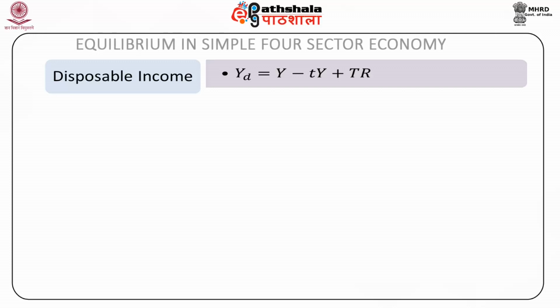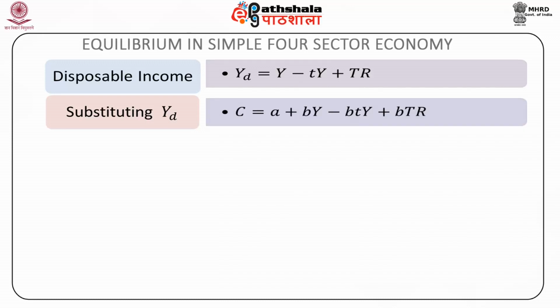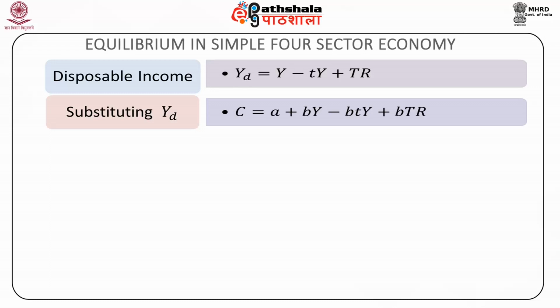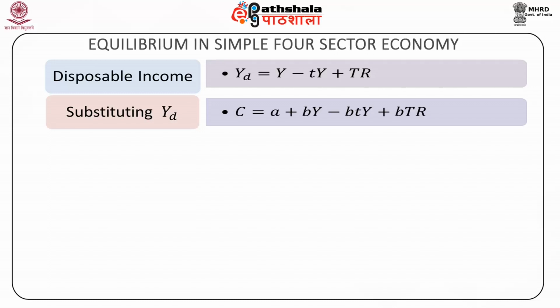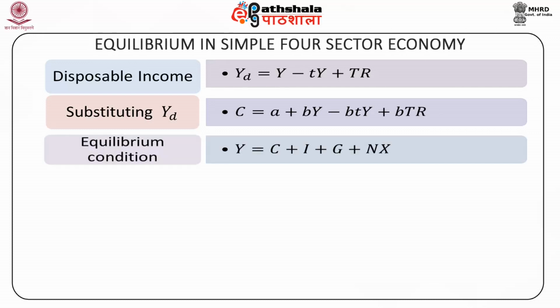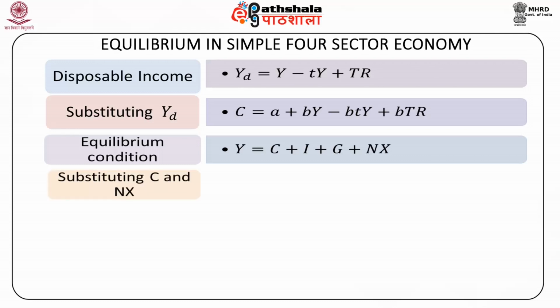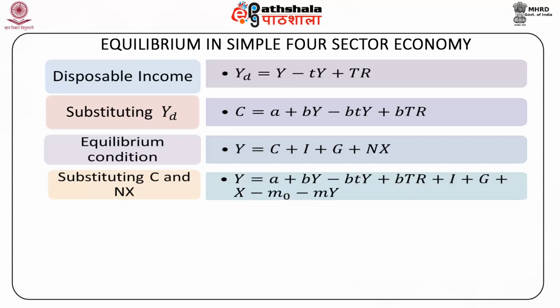Substituting YD in the consumption function, we get C is equal to A plus BY minus BtY plus BTR. The equilibrium condition is Y is equal to C plus I plus G plus net exports. Substituting the value of C and NX, we get Y is equal to A plus BY minus BtY plus BTR plus I plus G plus X minus M naught minus mY.